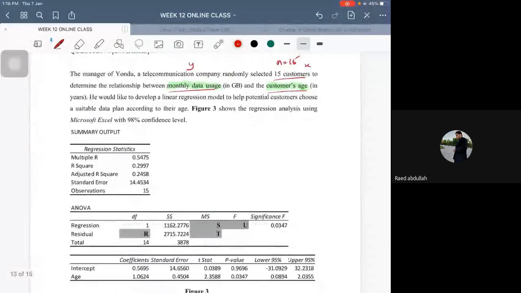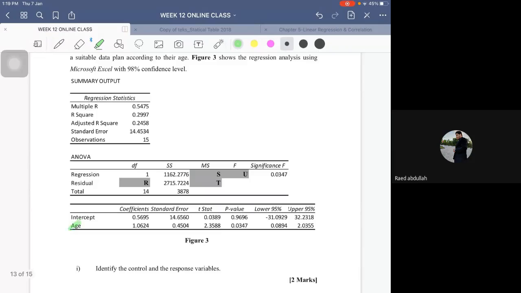Okay, so this one is not very obvious. Which one depends on which? It could be that monthly data usage depends on age, or age depends on monthly data usage. Even if we think about it logically, it could be both sides. But how do I know that age is going to be X and monthly data usage is going to be Y? It's because of this.